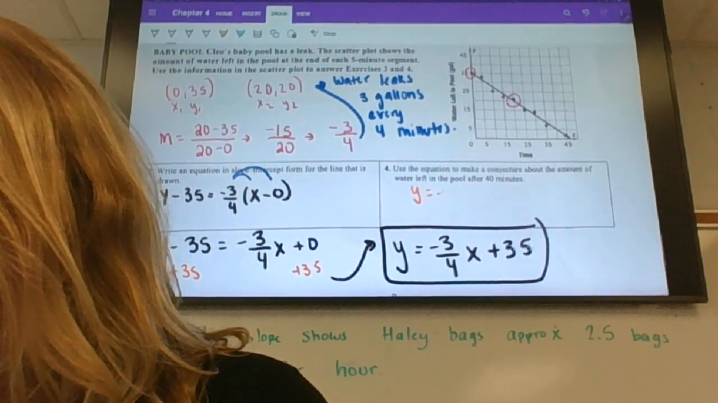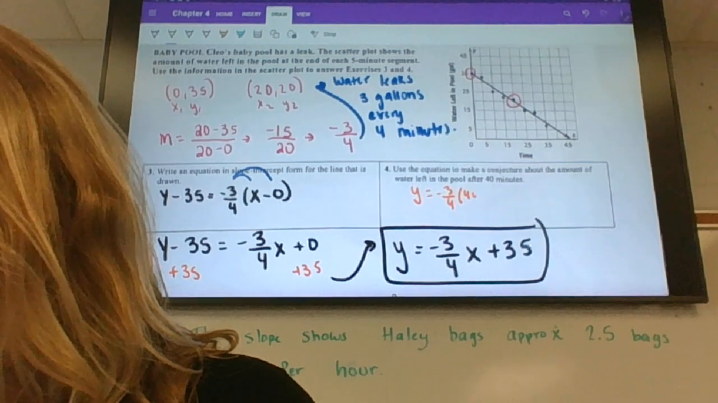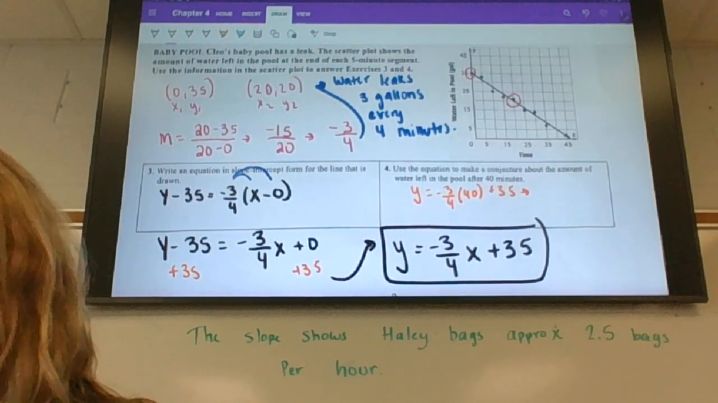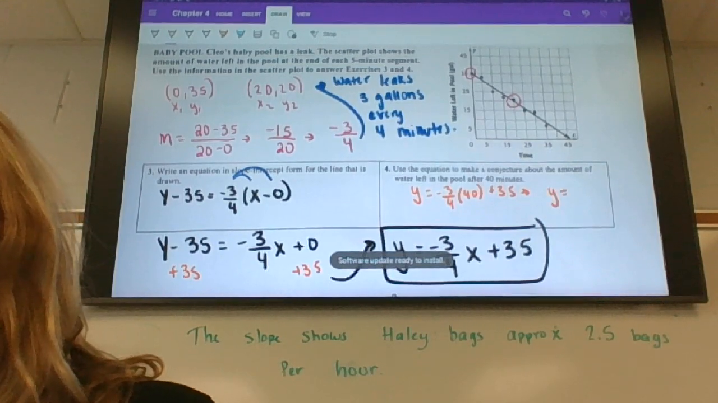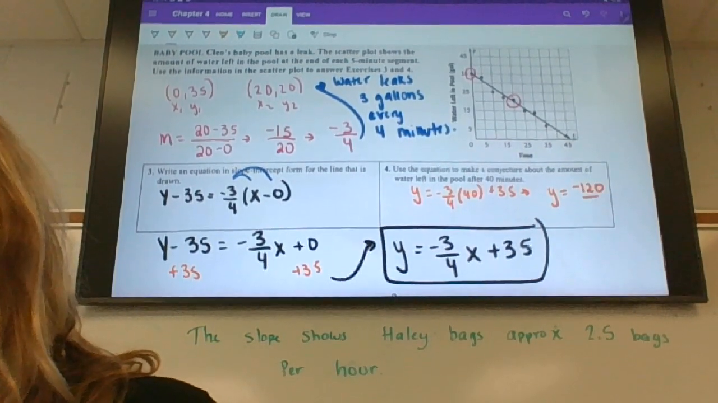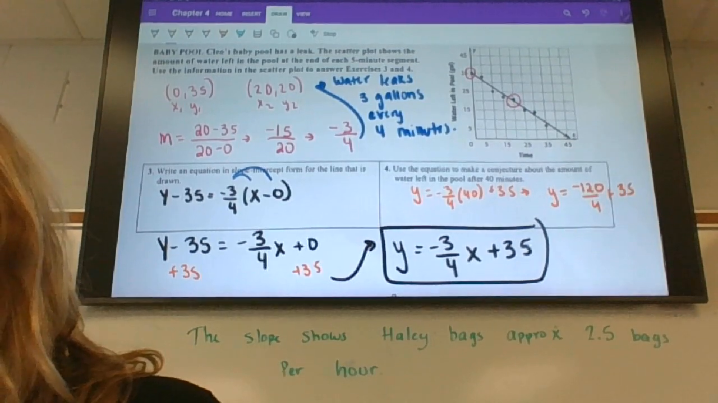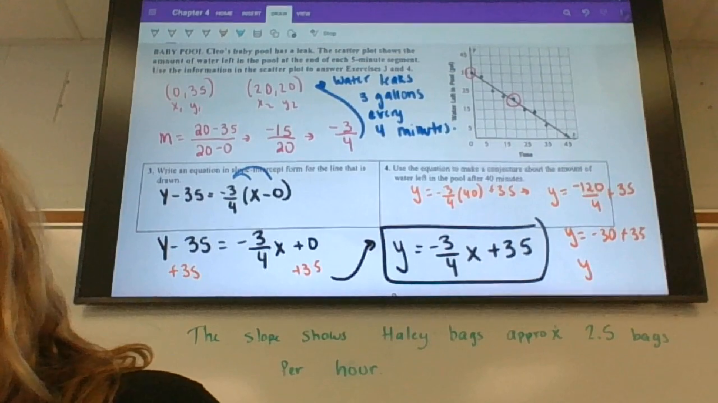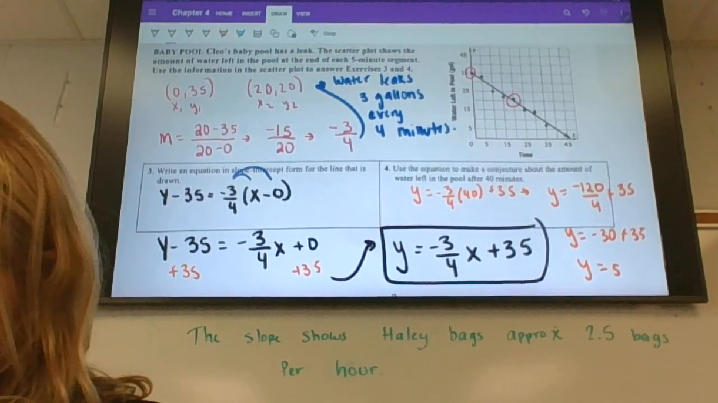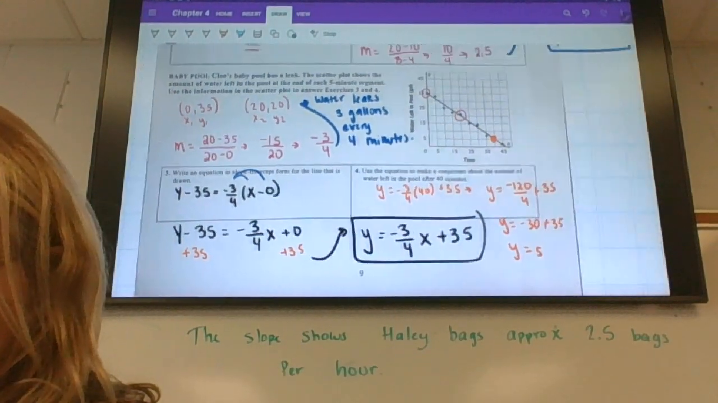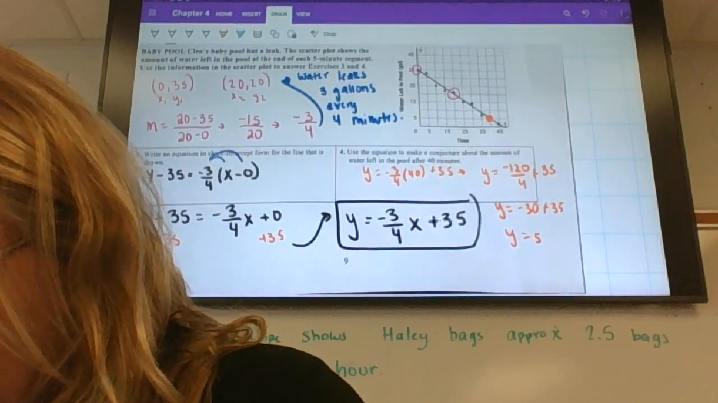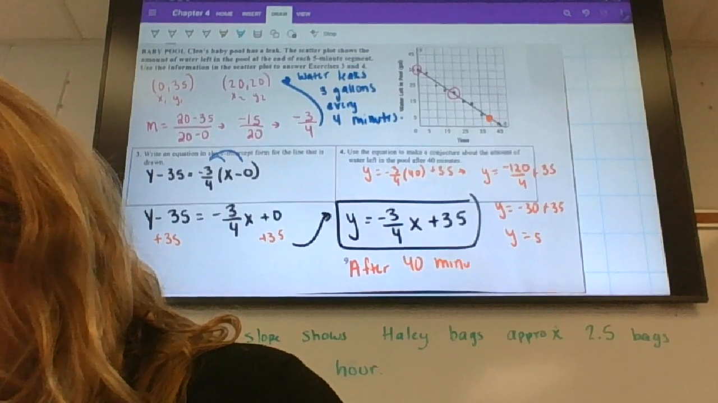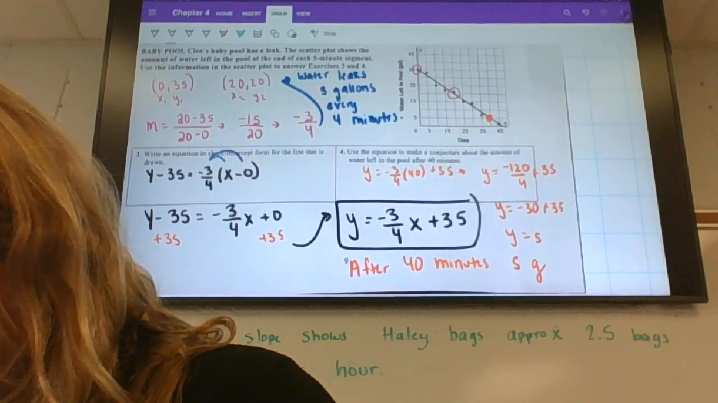So y equals -3/4 times 40 plus 35. That's -120/4 plus 35. -30 plus 35. 5, which is exactly on the line. After 40 minutes, 5 gallons remain.